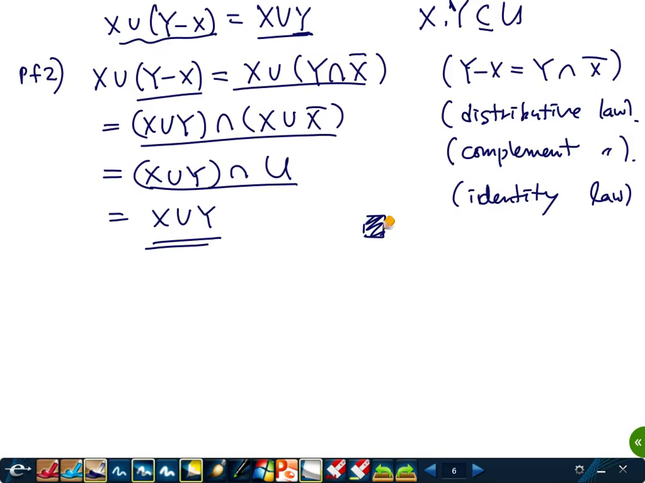Any question? Okay. So you can choose whatever method you prefer. So these are direct proofs. So let me tell you how to disprove a statement. We can also disprove a statement.